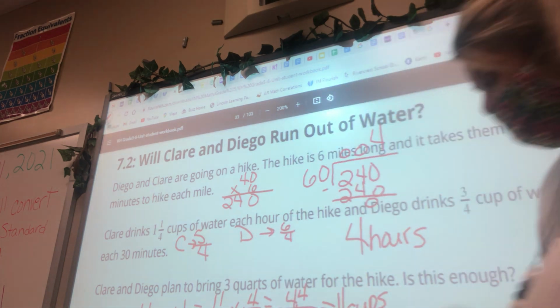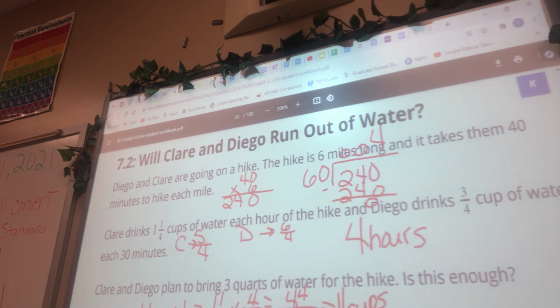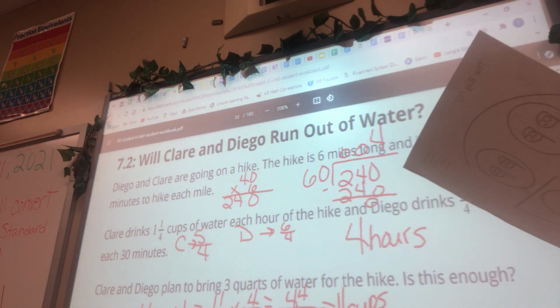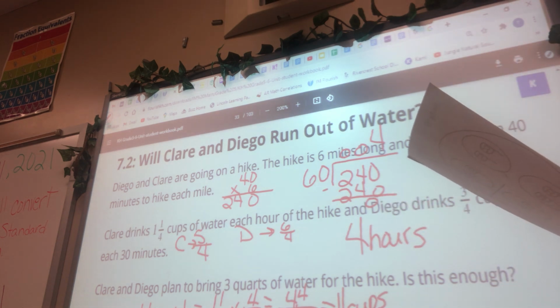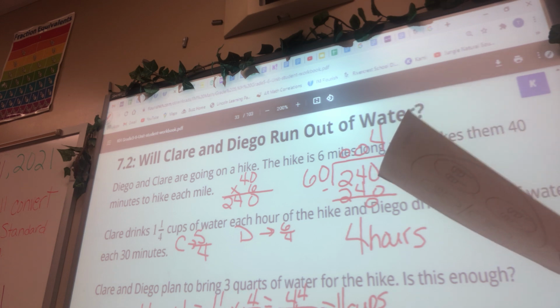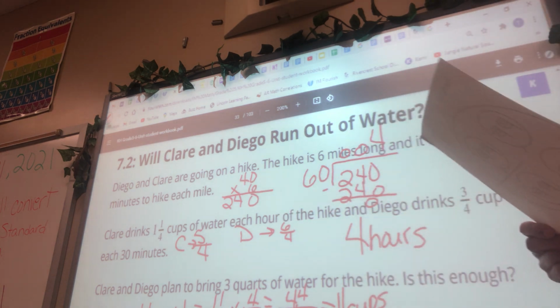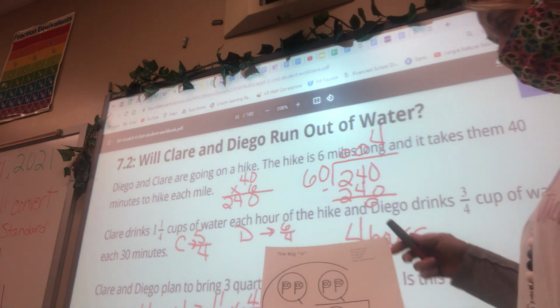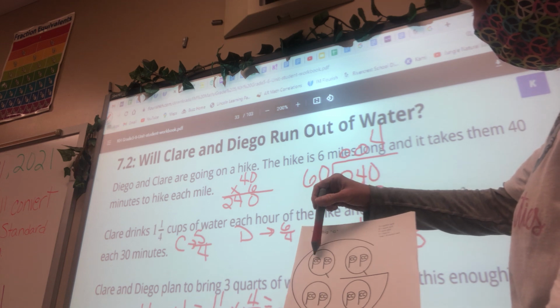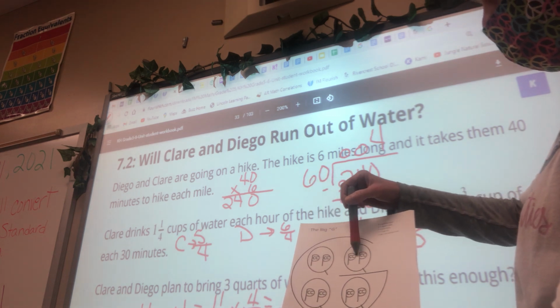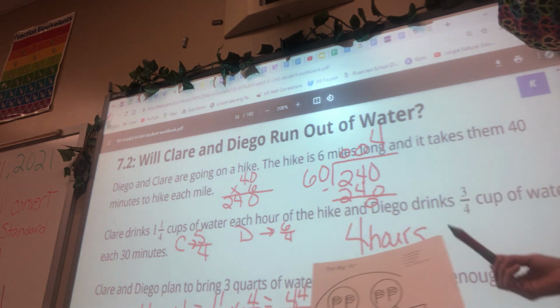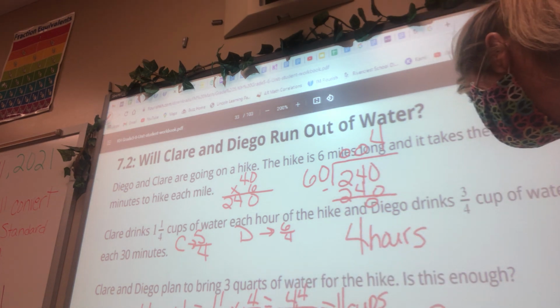Okay, so now that you have the big G sheet, if they're going to have 3 quarts, how many cups is that? Look at the big G sheet. If they have 3 quarts, how many? 12. They have 12 cups, because if we look inside the quarts, there's 2, 2, 2, 2, 2, 2. So we have 12. So are they going to have enough?